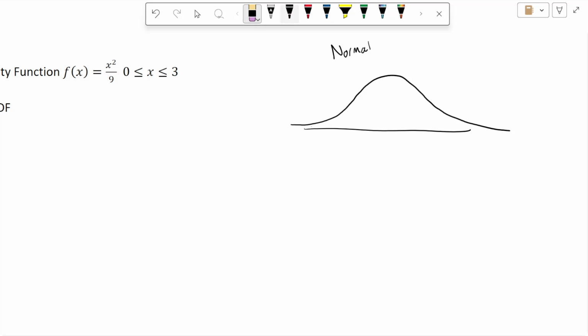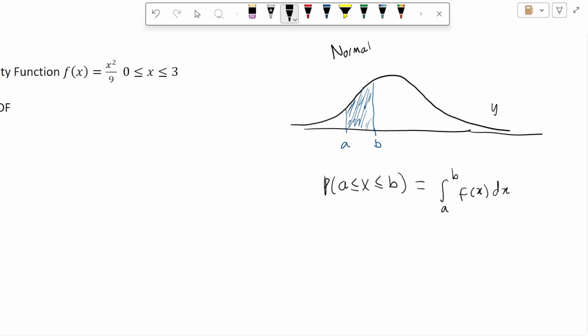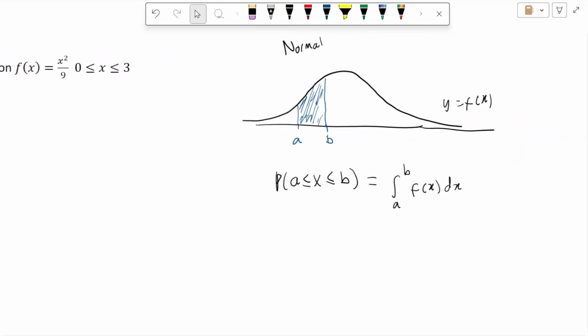So if we want to calculate a probability, we've got two values there, A and B, and we would like the probability that we're in between A and B. Well, we've always drawn this as an area. There it is. So we're looking for that area in between A and B. And how do we find areas? Well, we use integrals. And we can call this function f of x as well. Okay, so if we want a probability, you just integrate between two values. That's cool.